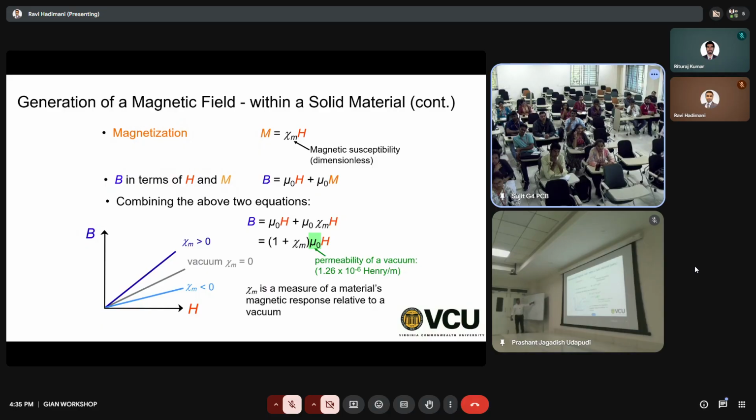If you have very high mu r, then for any small change in magnetic field, the magnetization, or B, increases rapidly. That means you can apply a small magnetic field and generate a large torque or large heating. Does that make sense? Yeah.